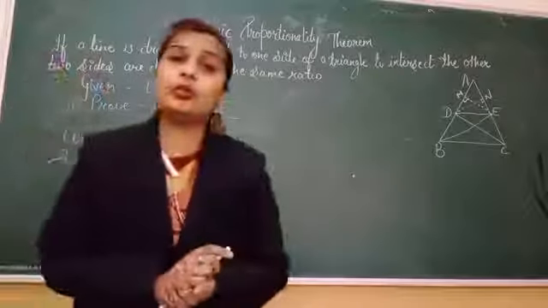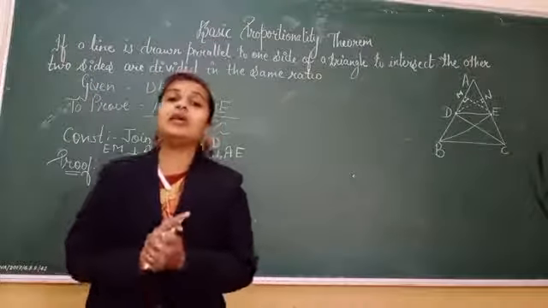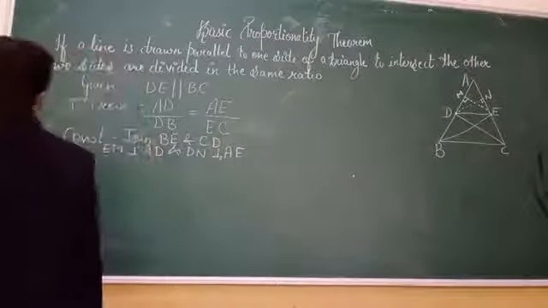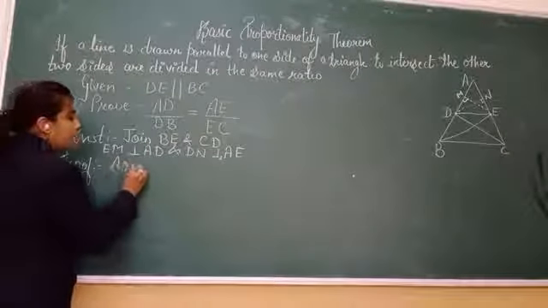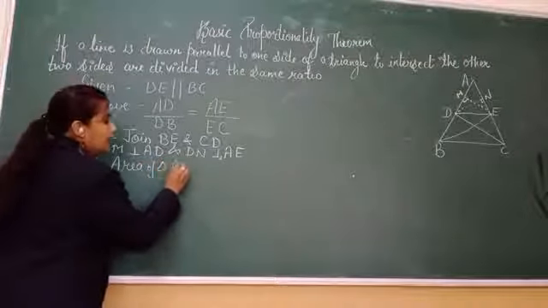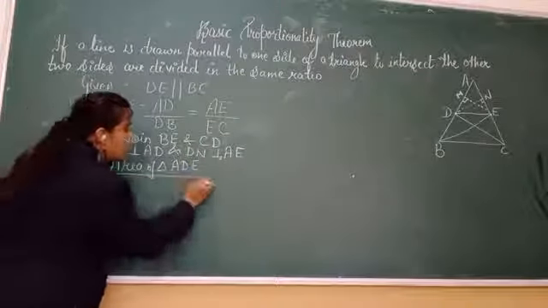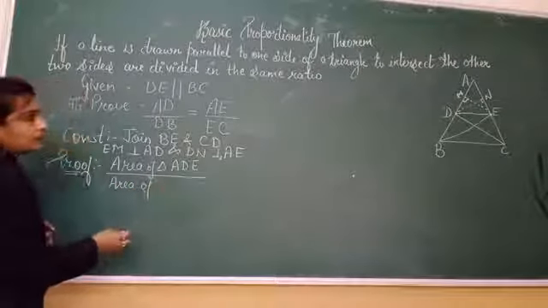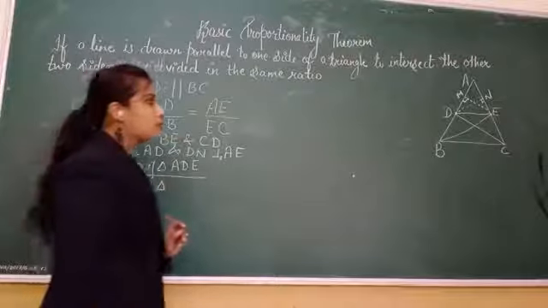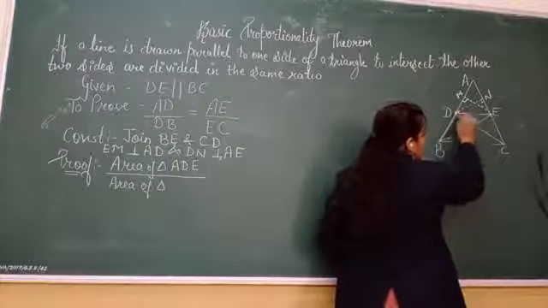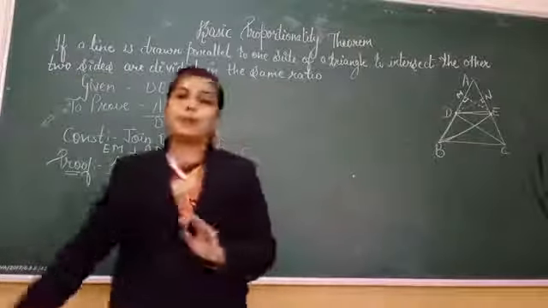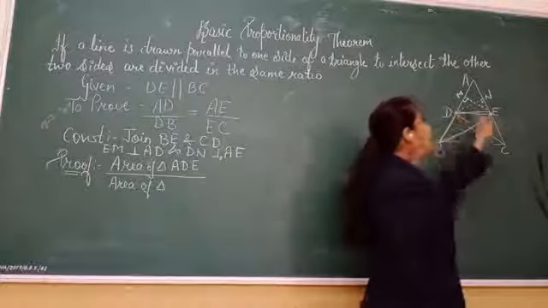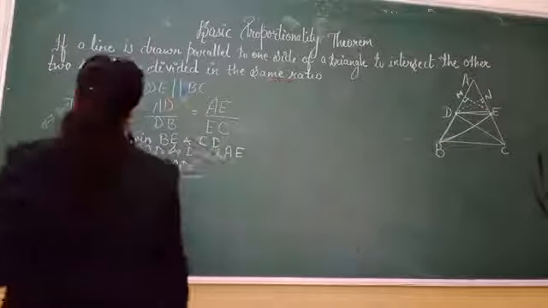For proving it, what we will do? First of all, we will find out the area of the triangle ADE. If we find the area, then area of triangle ADE divided by this area. Okay, what we have done? Area of triangle ADE divided by area of triangle BDE.